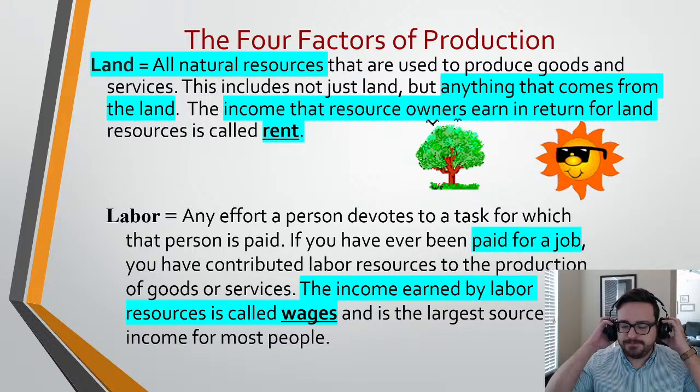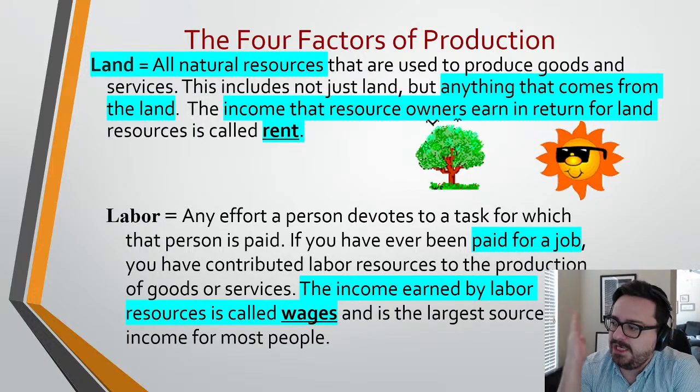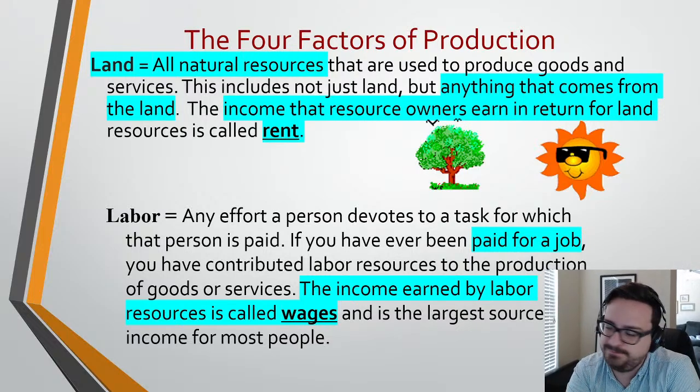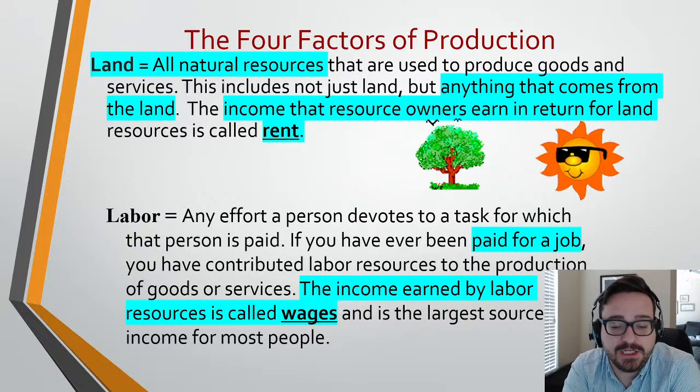All right, labor. This one's simple. You get paid for a job, that's labor. You do work, get paid for it, labor. Boom. The actual effort you do is the labor. The work you do is the labor. And the money made off of labor is called wages. That's where most of our income comes from. That shouldn't be crazy. That one is what you think it is. Just know that wages is what we call it when you get paid for labor.